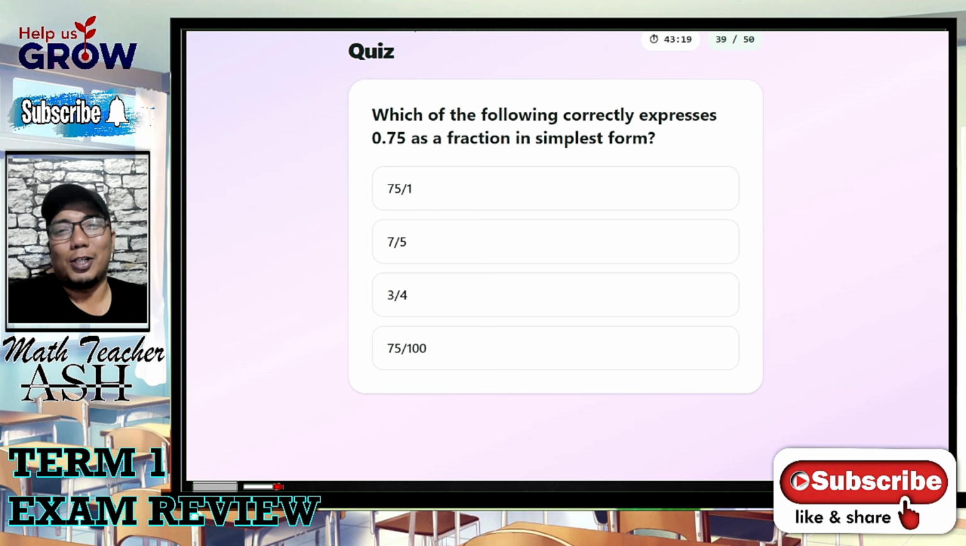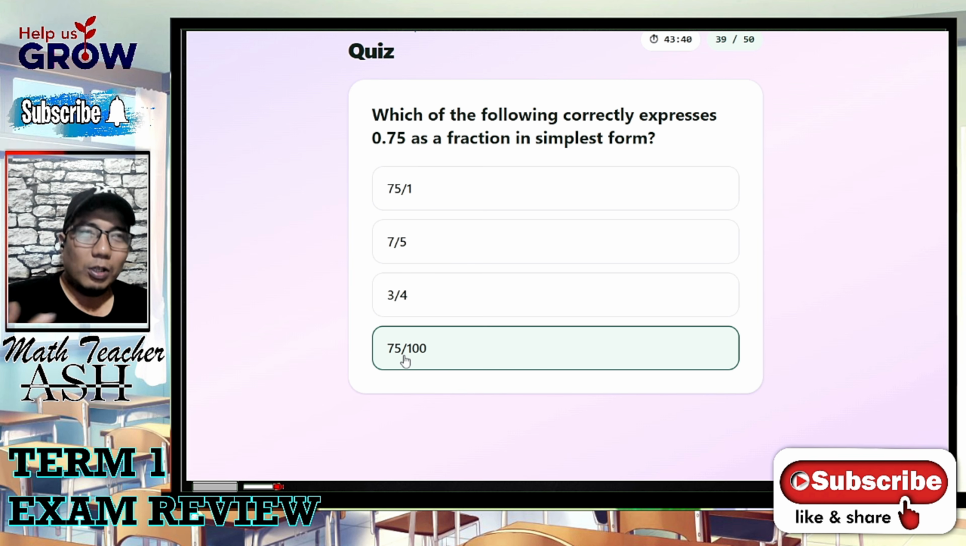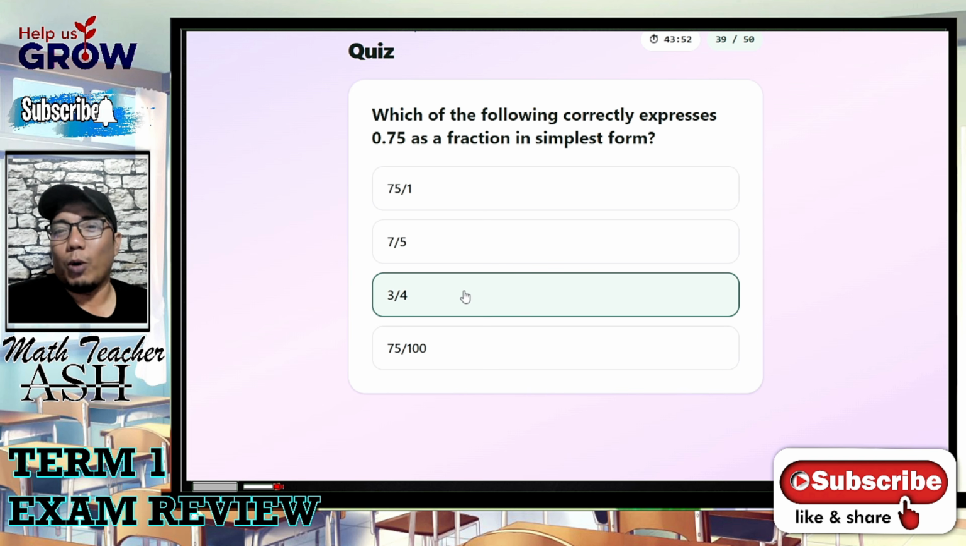Alright, my dear math learners. Having 0.75 or 75 hundredths, that in fractions would be 75 over 100. However, we are dealing here with the simplest form. Now, 75 over 100 is not yet in simplest form. We can still get the lowest or the simplest form for this one by dividing both numerator and denominator by 25. And by doing so, we will get a value of 3/4. So that would be our answer for this one. Let's check whether we are correct.